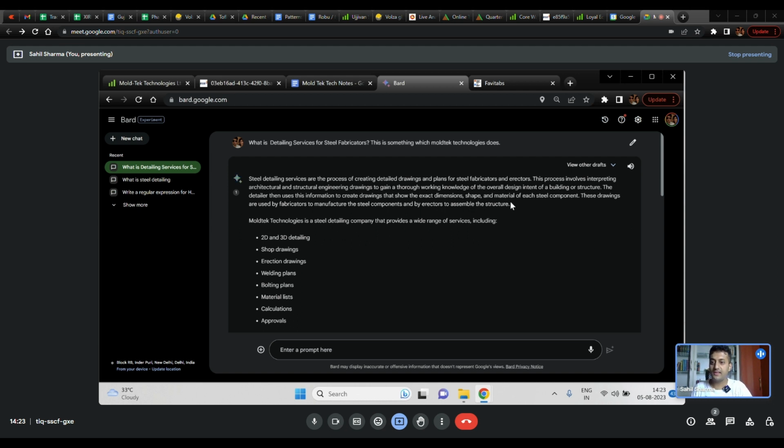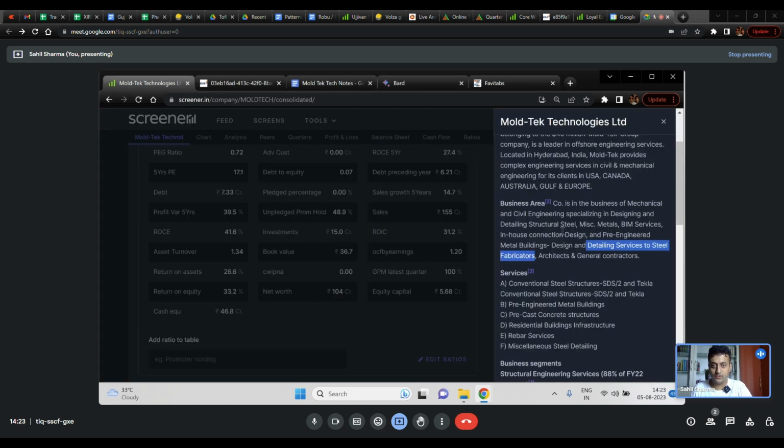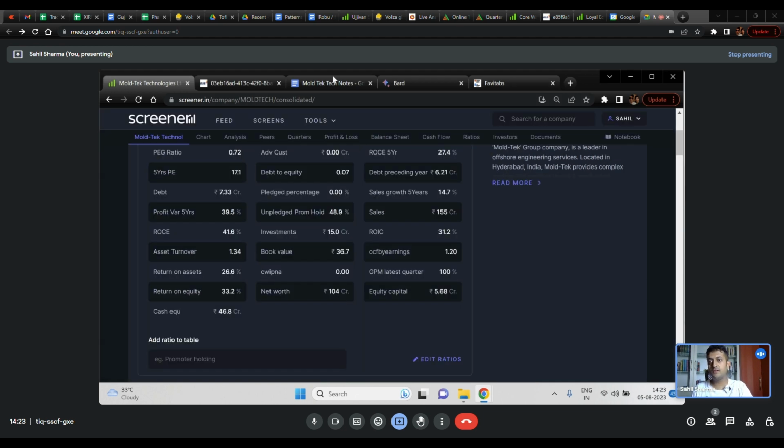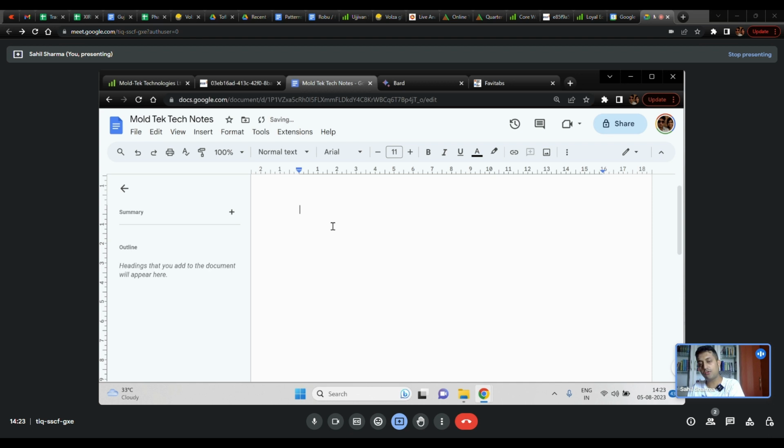You can think of it like this: if you want to build out a steel structure, you obviously need to first have an accurate abstract representation of it, so that the fabricator can fabricate it and the erector can erect it. So all of that designing and drawing is obviously what Moltech does, right? Similar to that, you can understand anything from here by just barding it. But let's go on to the main thing, which is the concall notes.